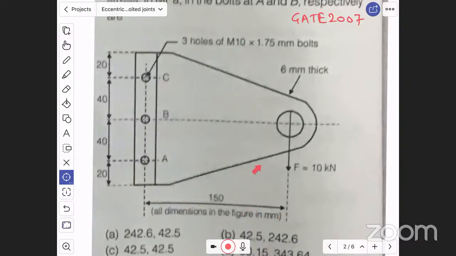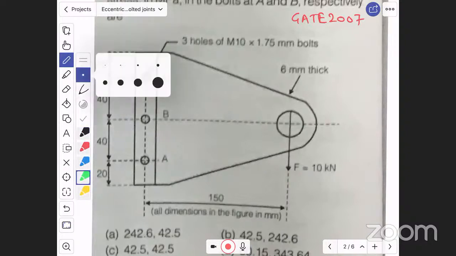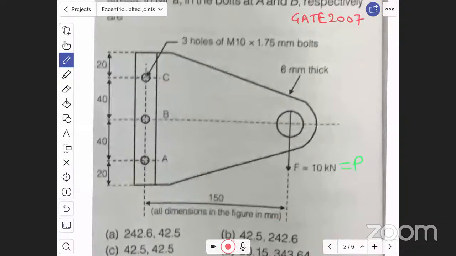Now there is an eccentric load, force F, which is nothing but 10 kilonewton. Here we can say this force F, which is 10 kilonewton, is the primary load P. This much of 10 kilonewton load is acting at an eccentricity of 150 mm. All dimensions are in mm.